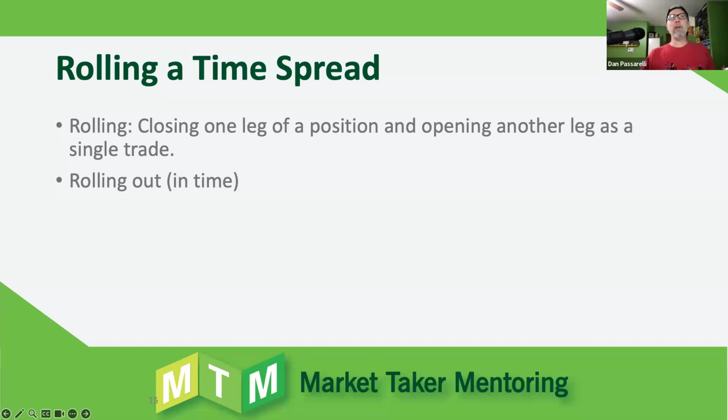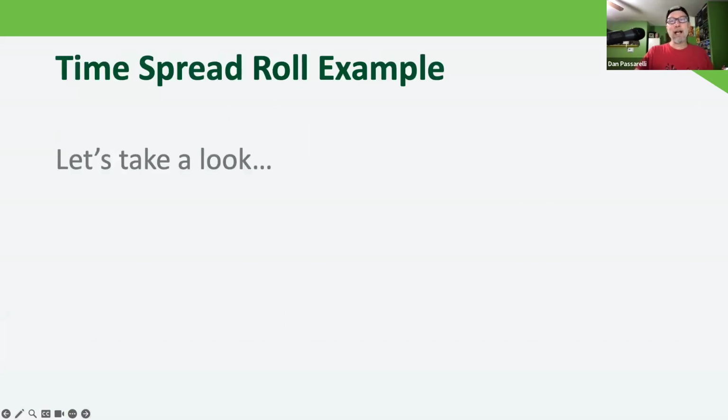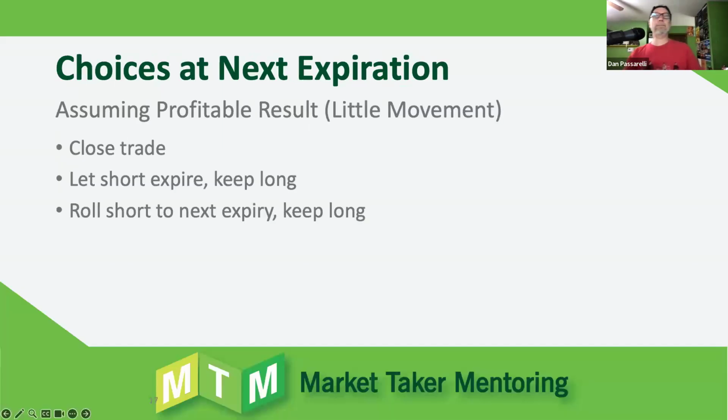So one thing I can do is I can roll the time spread. Rolling is when I close one leg of a position, in this case a time spread, and open another leg, and I do it as a single trade. One thing I can do is rolling out in time, and let's take a look at that. So let's say I put on a time spread.